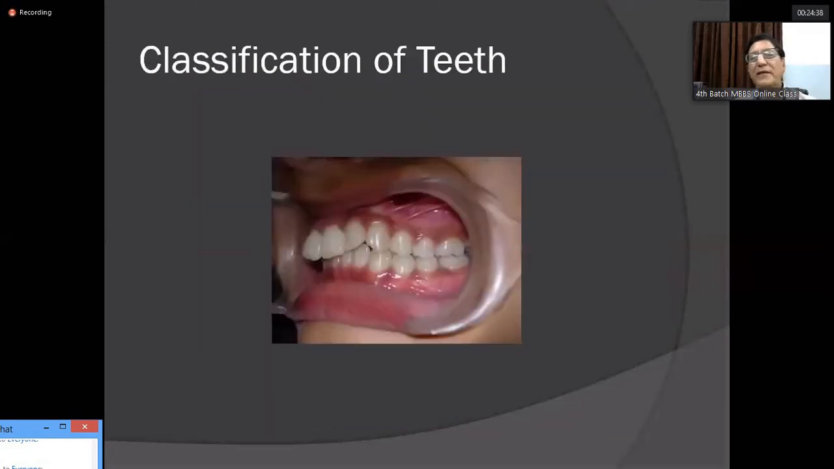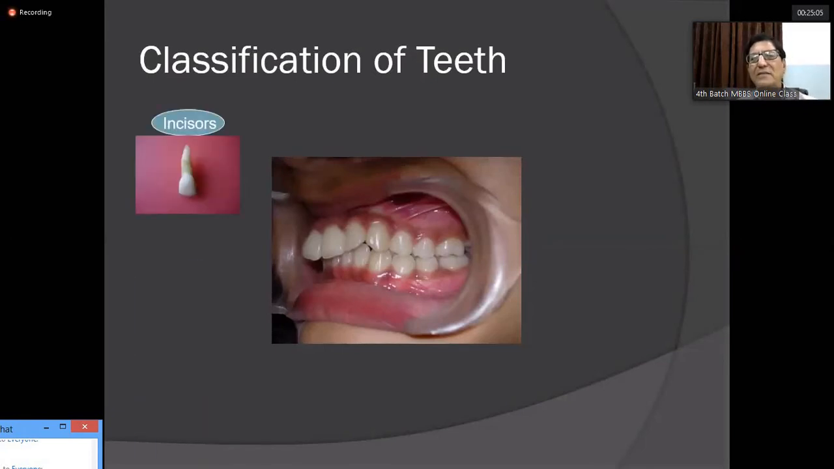Okay. Now let's talk about the classification of teeth. Although when you look from outside, they all look similar, all white, actually if you go into the details of these teeth, they are of different shapes because they have to do different functions, as I told you earlier. Okay, so what are those 4 classes of teeth actually?